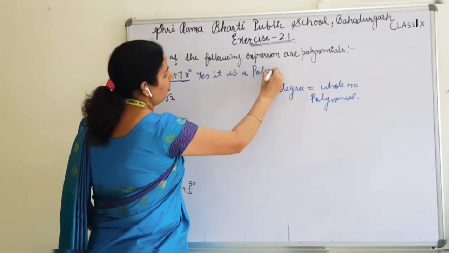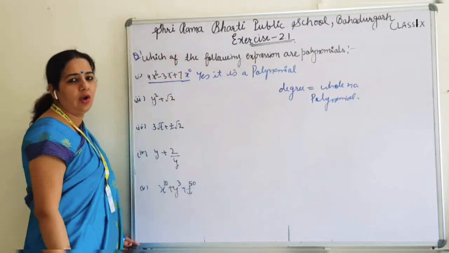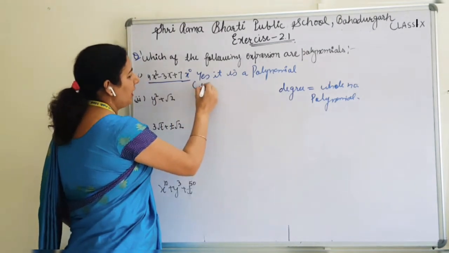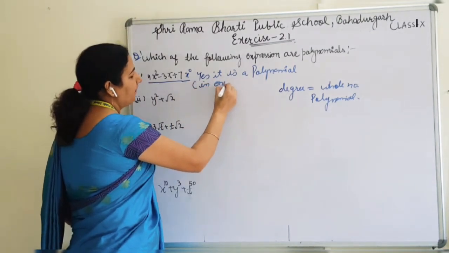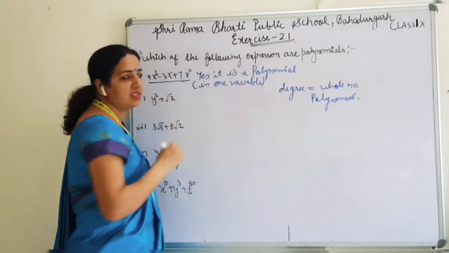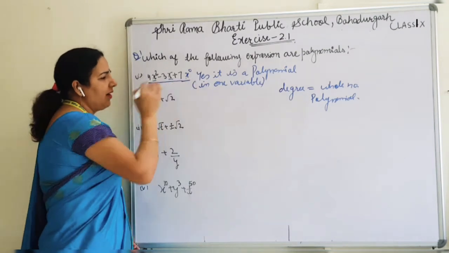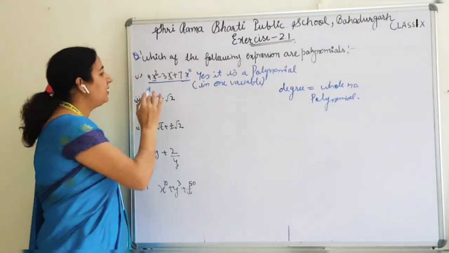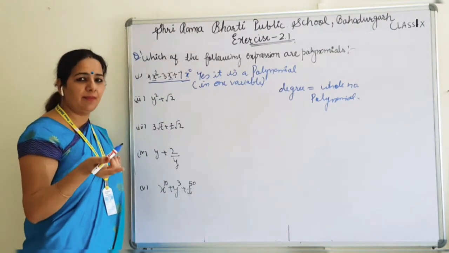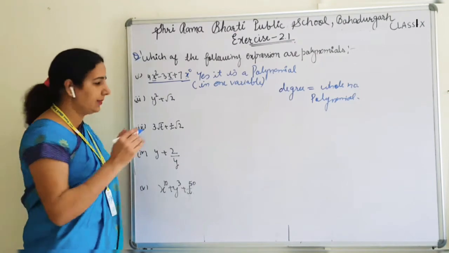Why is it a polynomial? Because the degree is a whole number. This is a polynomial in one variable. Let me explain the meaning of this one variable. They have taken x here, again x, then I have also taken x. It means this polynomial is in one variable. If they take the help of y also, then it will be in two variables.